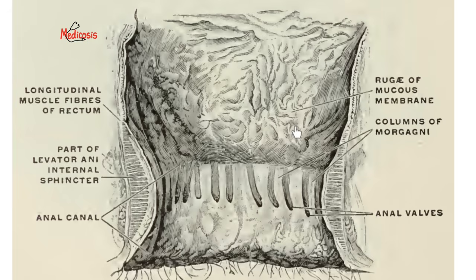Above the pectinate line, I'm still part of the hindgut, which means I'm going to be supplied by a branch of the inferior mesenteric artery, and I'll be drained by tributaries of the inferior mesenteric vein. But below the pectinate line, I am supplied by arteries of the pelvis and perineum. I'm drained by different veins. Above the pectinate line, drain to inferior mesenteric lymph nodes, but below the pectinate line to superficial inguinal lymph nodes, just like the external skin.